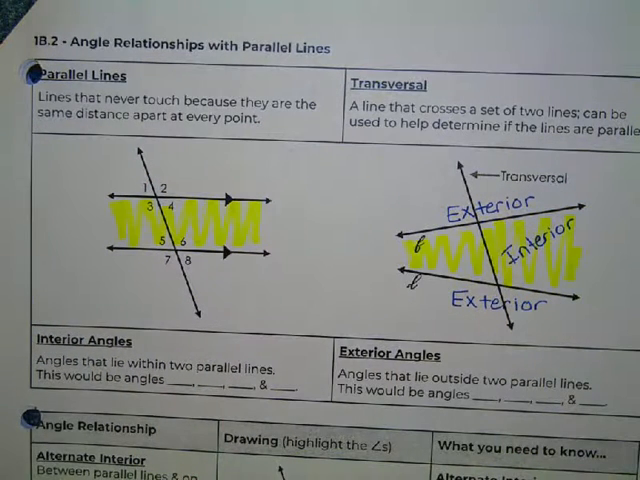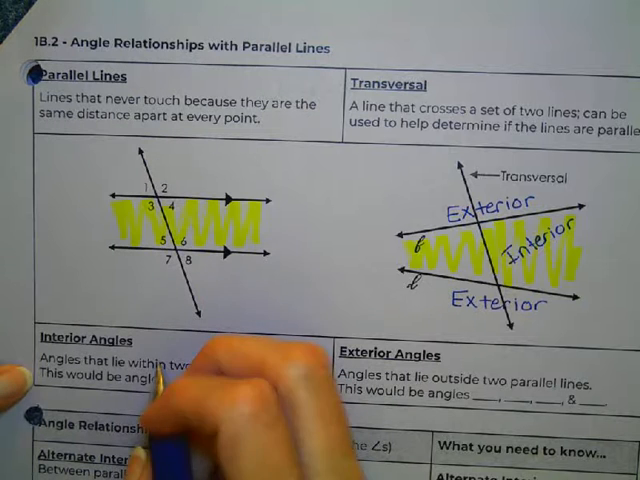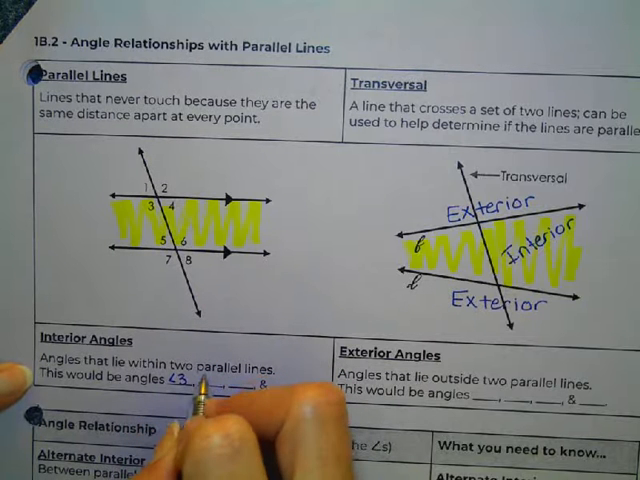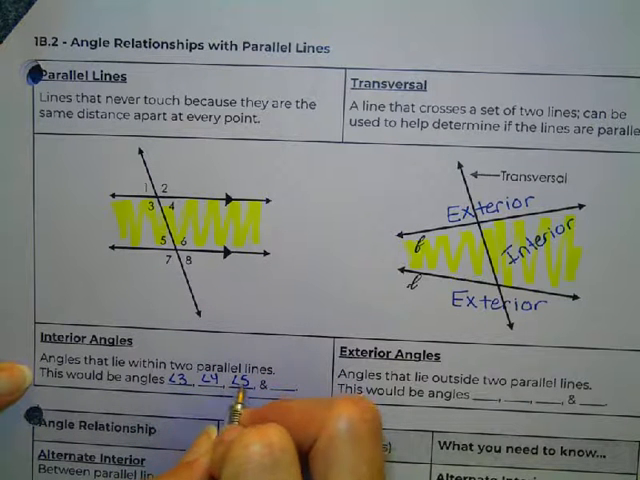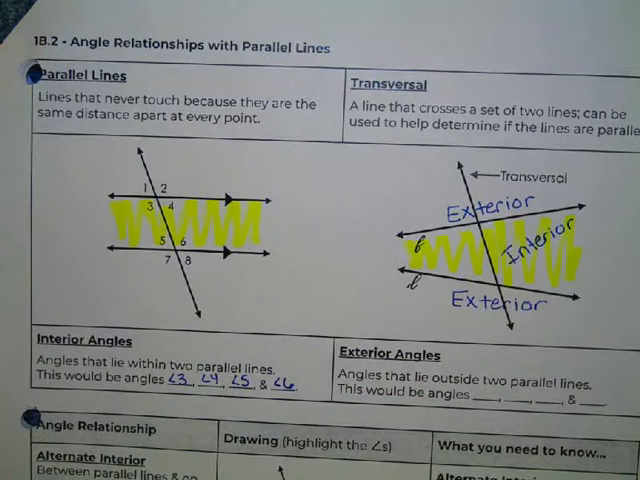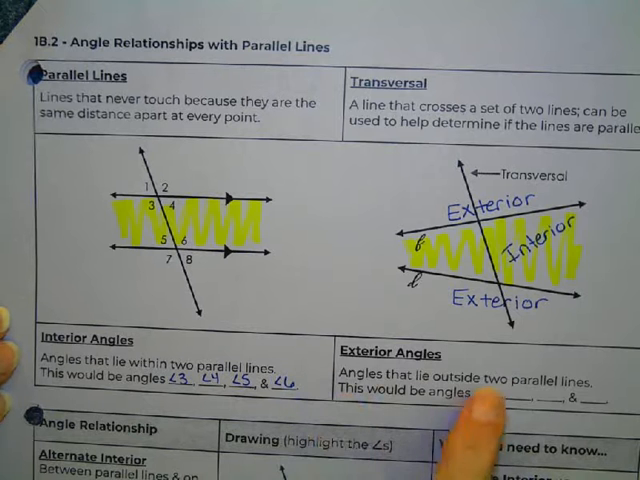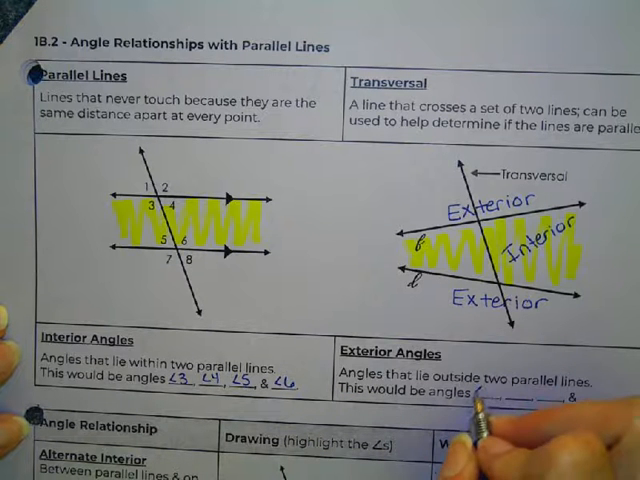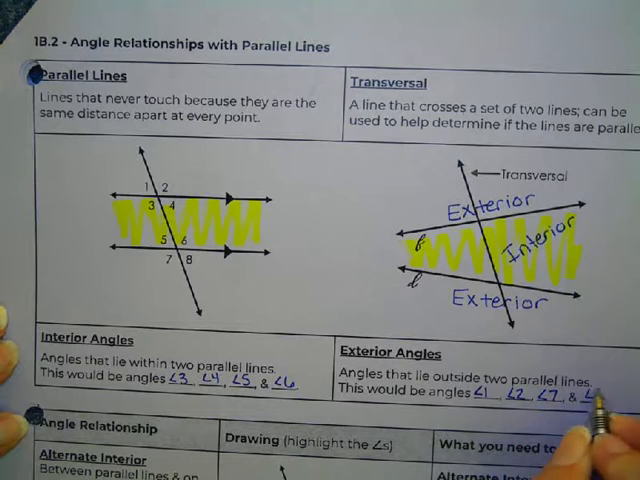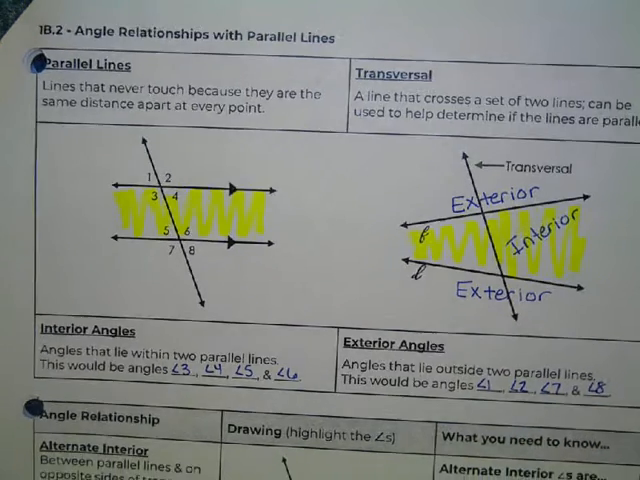The angles for interior would be angle 3, angle 4, angle 5, and angle 6. Our exterior angles are angles that lie outside those lines, so that would be angle 1 and 2, and angle 7 and angle 8. Those are exterior. Interior versus exterior.